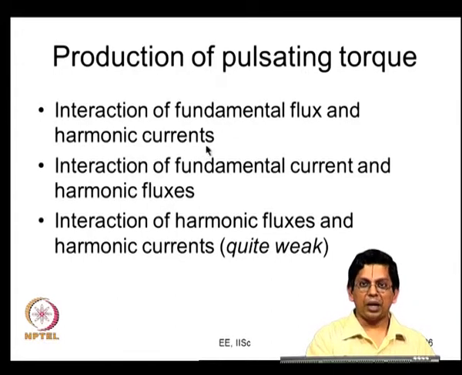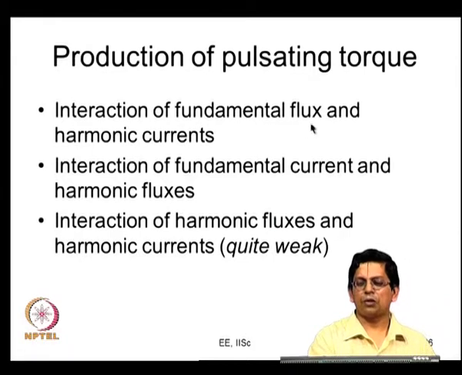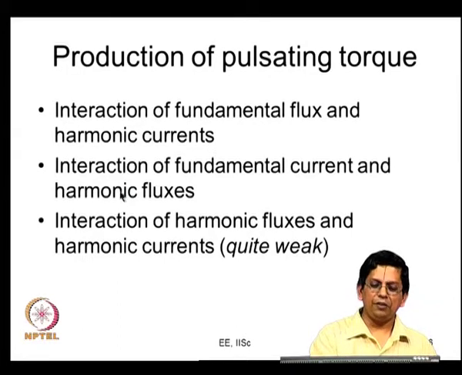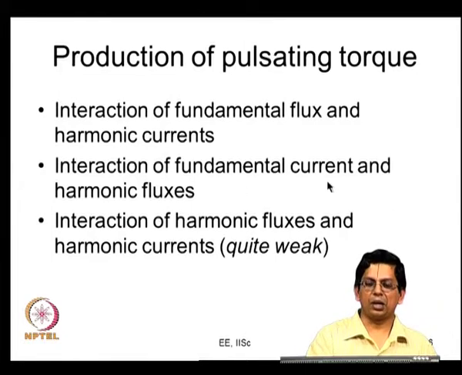When I am saying magnetic field, I have to represent it either in terms of flux or in terms of current. So, we will normally say it is an interaction of one flux, say the stator side flux, and the rotor side harmonic current. In the stator side flux, we can say the fundamental flux on the stator side and the harmonic currents on the rotor side. We can look at these interactions. Similarly, we can also look at the interaction of the fundamental current, let us say the rotor side fundamental current, and then the stator side harmonic fluxes.